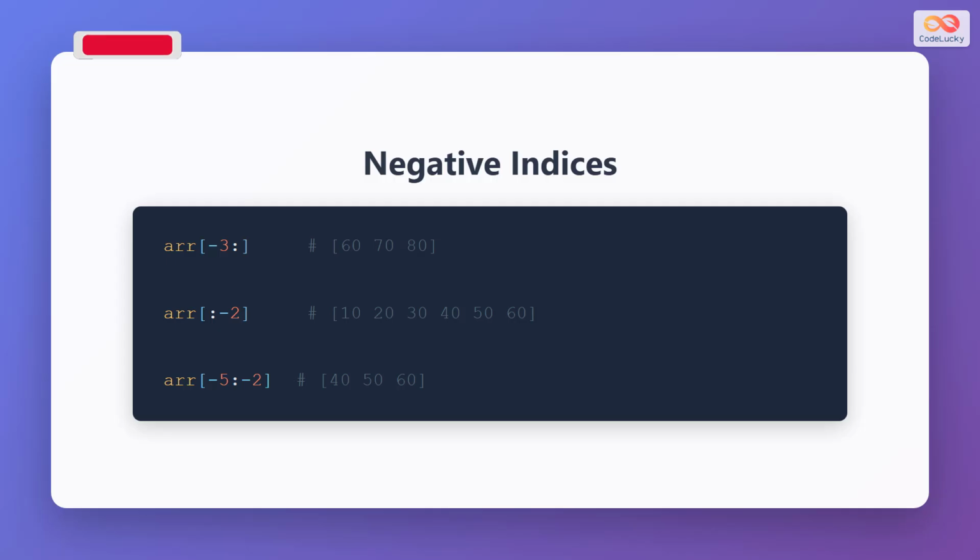Negative indices let you count from the end of the array. array[-3:] returns the last three elements, 60, 70, and 80. array[:-2] returns everything except the last two elements. array[-5:-2] extracts elements from the fifth last to the second last position.